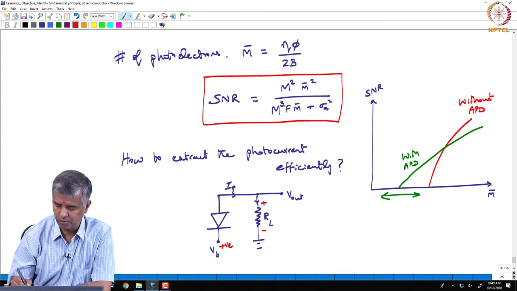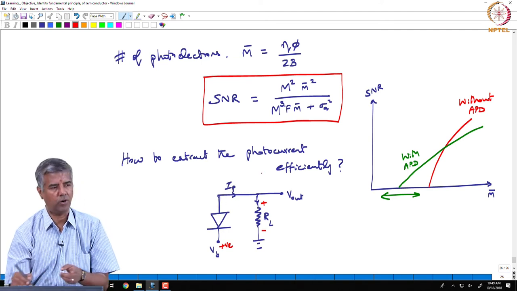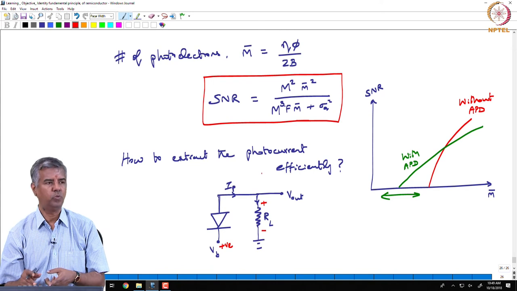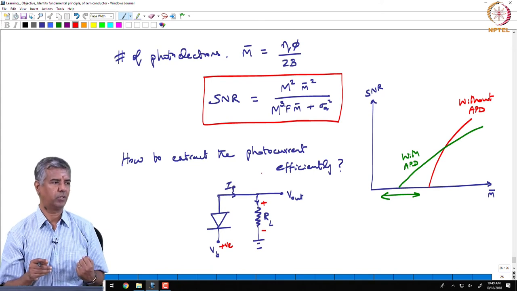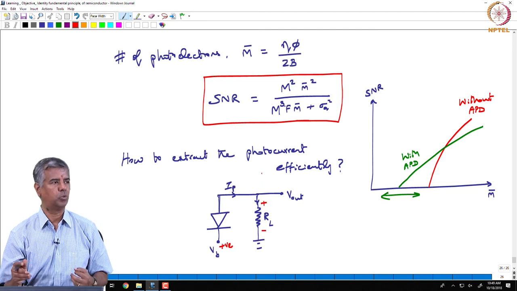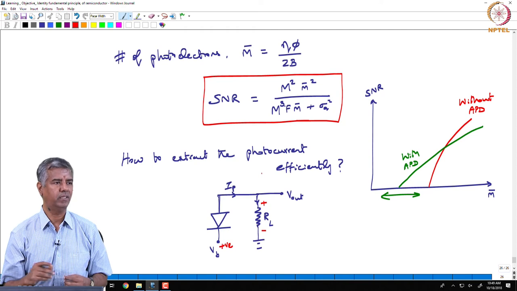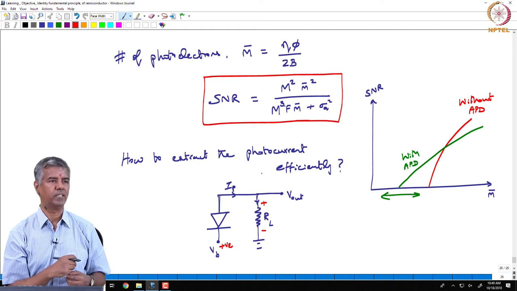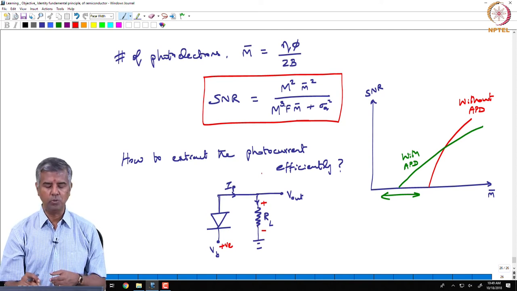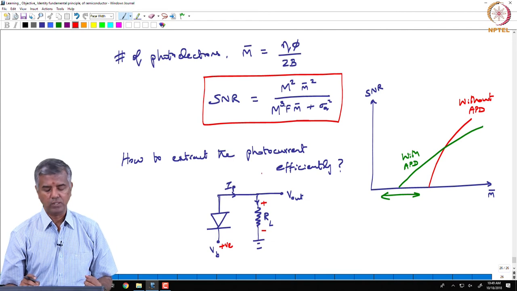Right. Now, if this potential is acting on this anode side, that is actually like forward biasing. So through VB we are trying to reverse bias the photodiode, but as you extract more and more photocurrent, there is a voltage drop across the RL that actually is forward biasing the photodiode. So it is counteracting the reverse bias, in other words, right?